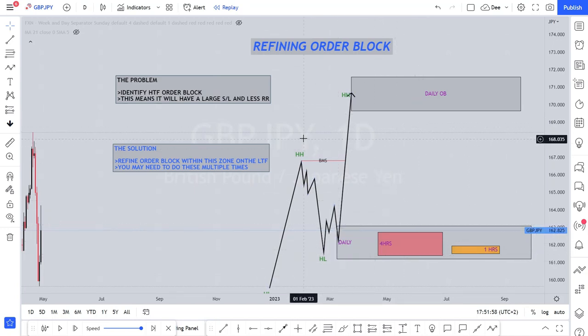So the problem when we refine our order block on the higher time frame, after you have identified the higher time frame order block, is that it will have a large stop loss and less risk and reward. So the solution to the problem is we refine the order block within this zone on the lower time frame, and we may need to do this multiple times.